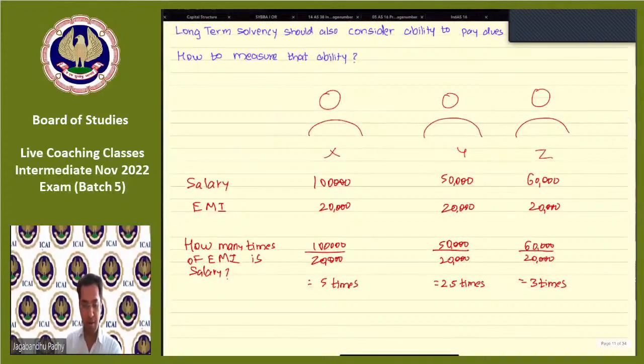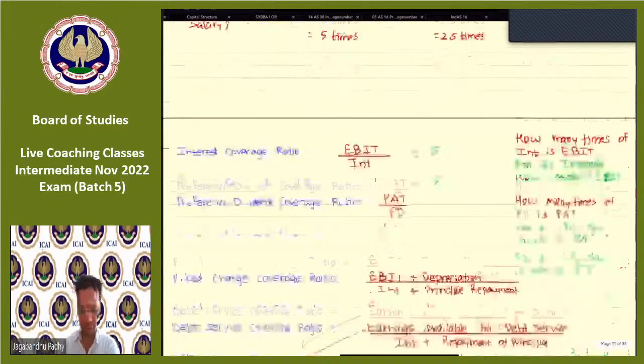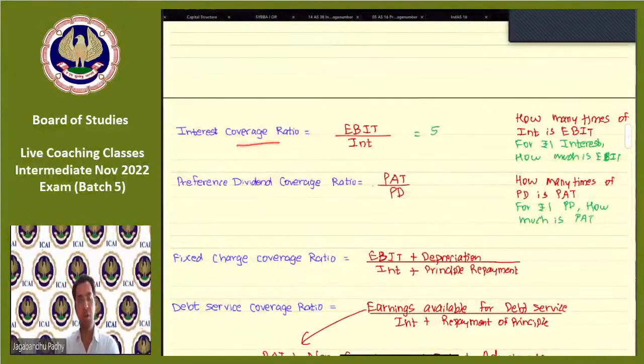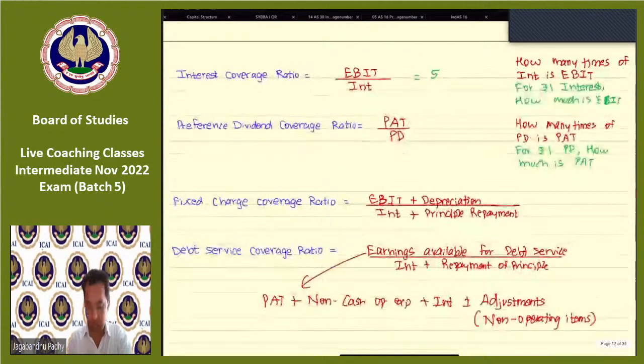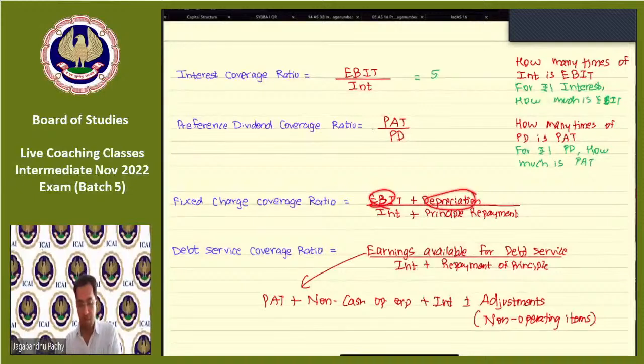Then how do we measure the ability to repay the dues? For that, we had the interest coverage ratio, which indicates how many times of our interest is EBIT. Preference dividend coverage ratio indicates how many times of the preference dividend is PAT. And fixed charge coverage ratio is EBIT plus depreciation upon interest plus principal repayment, because we don't have to just repay the interest every time, we need to pay the principal also.